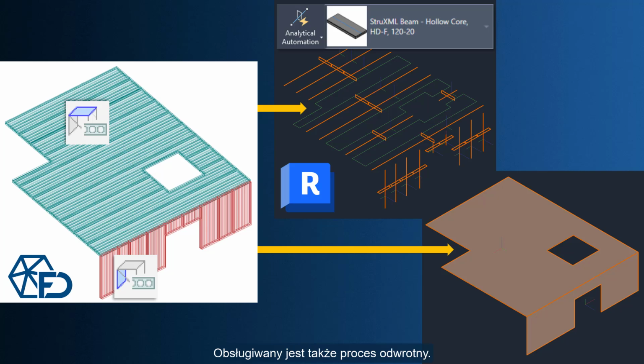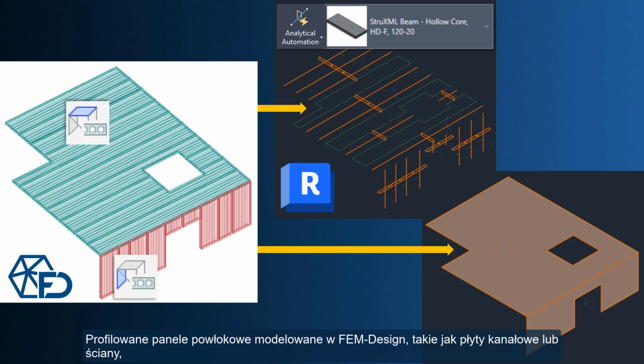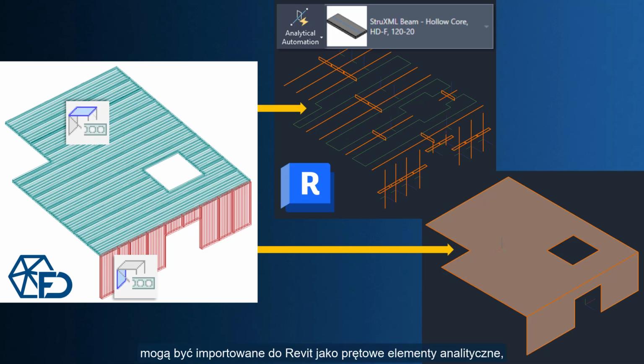The reverse workflow is also supported. Profile panel shell objects modeled in FEM-Design, such as hollow core slabs or walls, can be imported into Revit as profiled analytical members, reference contour lines, or just simplified physical panel objects.